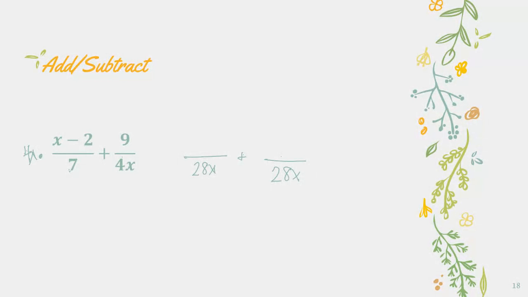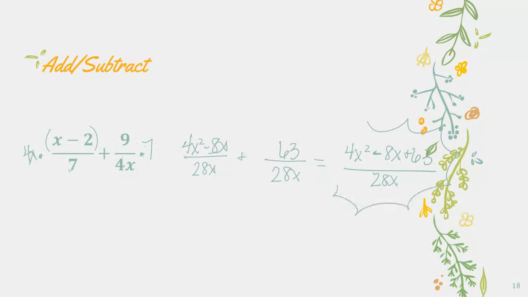So I'm going to multiply 4x times x minus 2, which is 4x squared minus 8x. Over here, I'm going to multiply by 7, which gives me 63. Then I just combine any like terms, which actually there are not any. So I'm just going to multiply this out, or add this out, sorry, and put it all over 28x. So 4x squared minus 8x plus 63, all over 28x. Let's try another one.